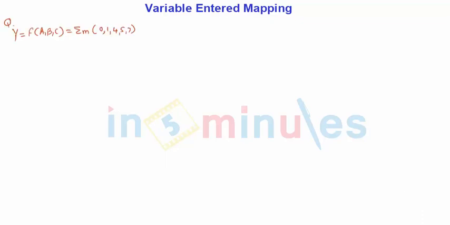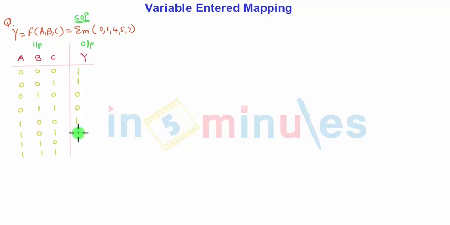So let us start with an example. Let us say there is a function Y, which is a function of three variables A, B and C, and it's a sum of product function. So it's an SOP form, and the positions giving outputs are 0, 1, 4, 5 and 7. Let us quickly go through the truth table that we have already done in the K-map session. So output will be present at bit number 0, 1, 4, 5 and 7.